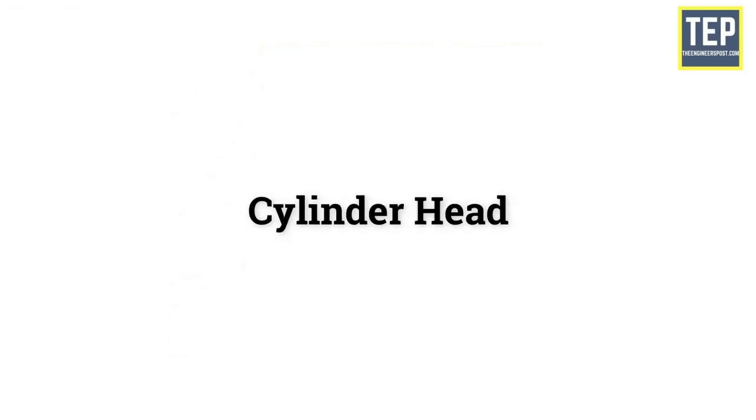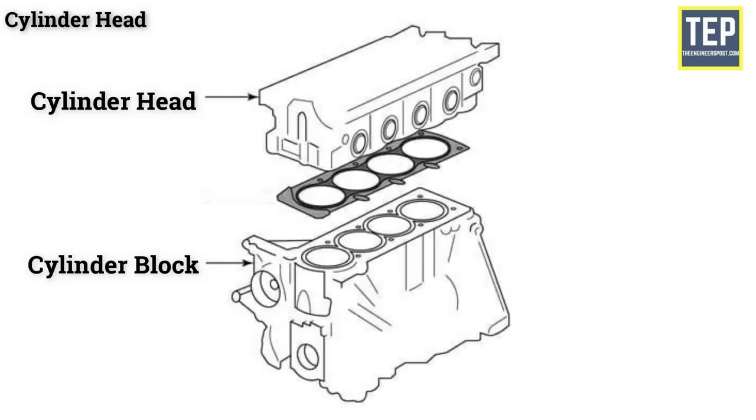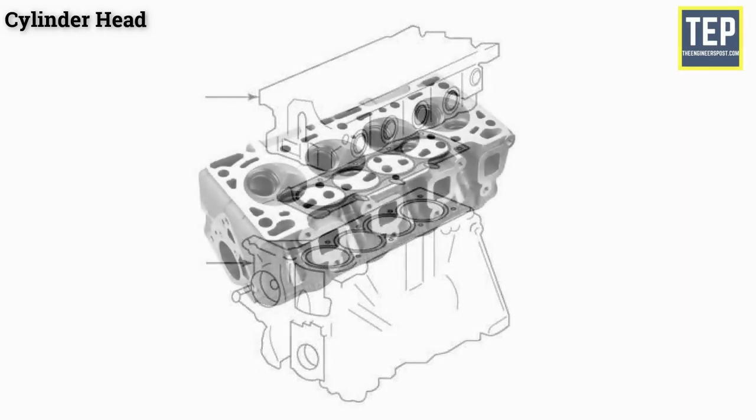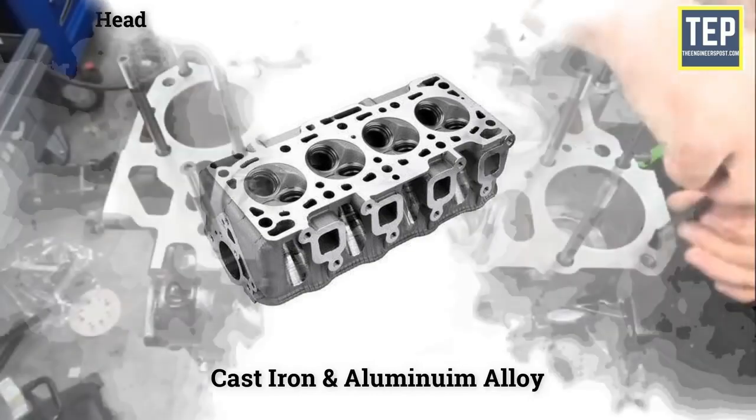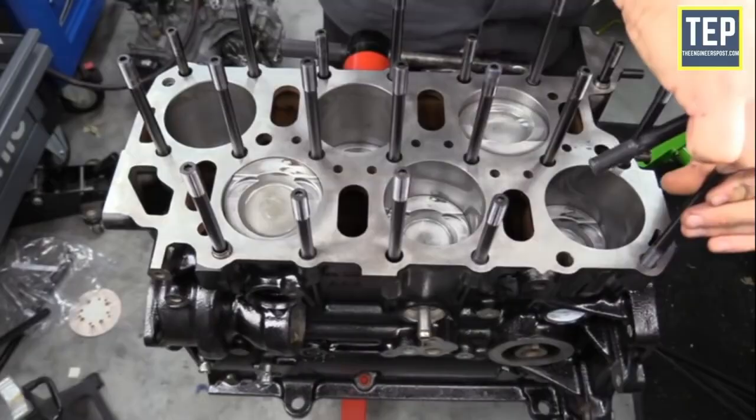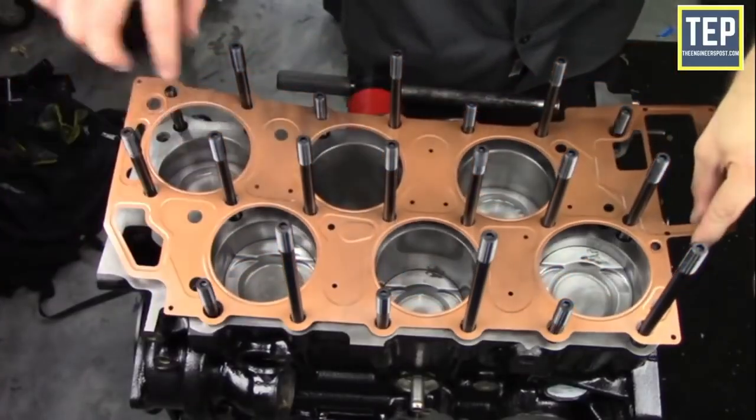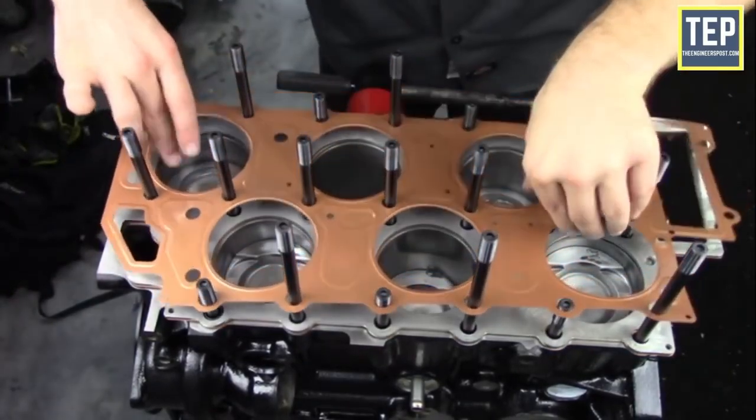Cylinder head. The cylinder head is another main part of an engine. It is a joint between the cylinder head and cylinder block. It is usually made of cast iron and aluminium alloy. The cylinder head is attached to the cylinder block using studs fixed to the block. Gaskets are used to provide a tight leak-proof joint between the head and block.